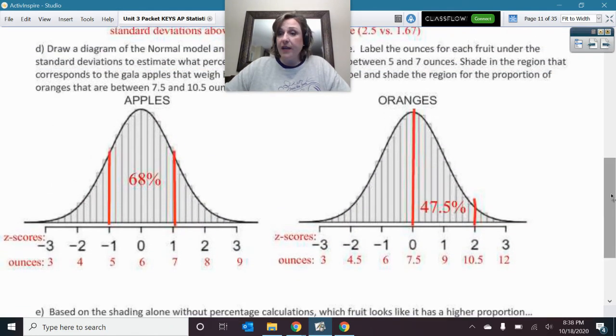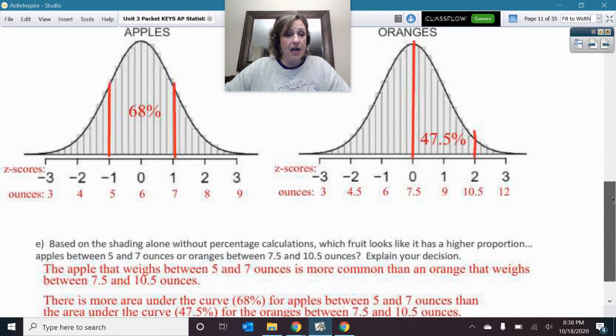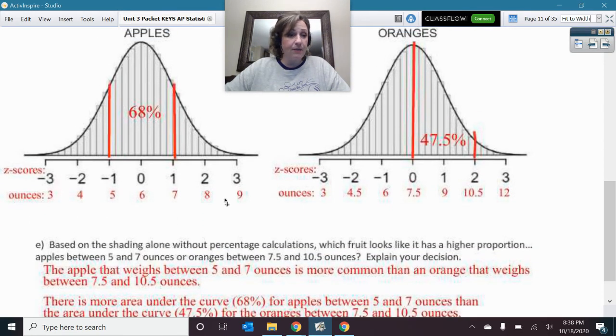All right, so here we go. We're going to compare apples to oranges here. And so we have these labeled here. Here's the z-scores, and then the context: ounces of the apples on the left, ounces of the oranges on the right.